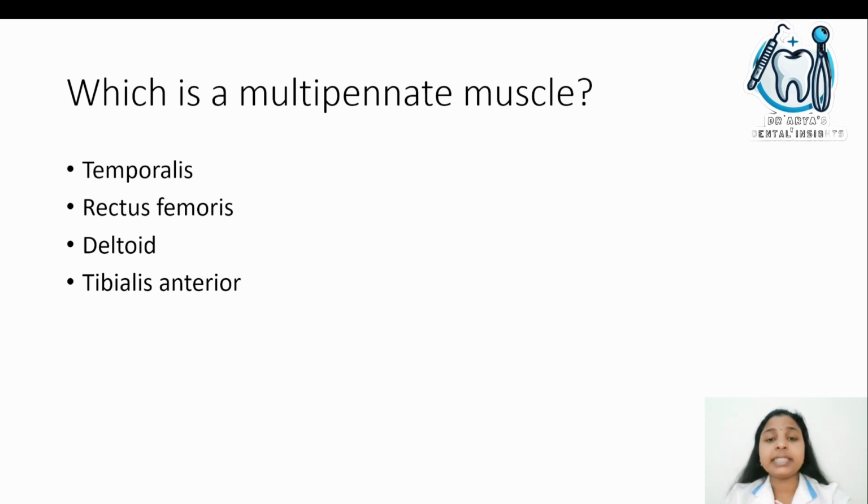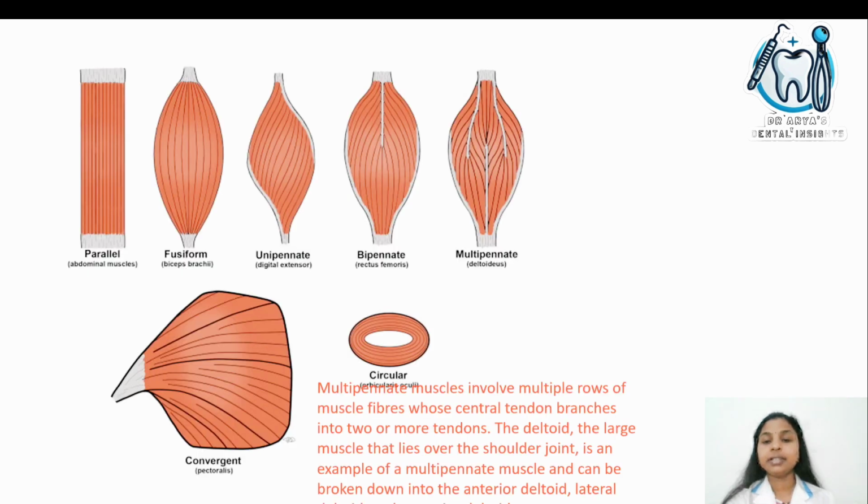Then, which is a multipennate muscle? Temporalis, rectus femoris, deltoid, tibialis anterior. So coming to the structure of some skeletal muscles. These are some of the structures of skeletal muscles. These are the abdominal muscles which are parallel. Then biceps brachii, which is fusiform. Digital extensor is unipennate. Then rectus femoris is bipennate. Then this is the deltoid muscle, which has a multipennate arrangement. And this is the pectoralis, which has a convergent arrangement.